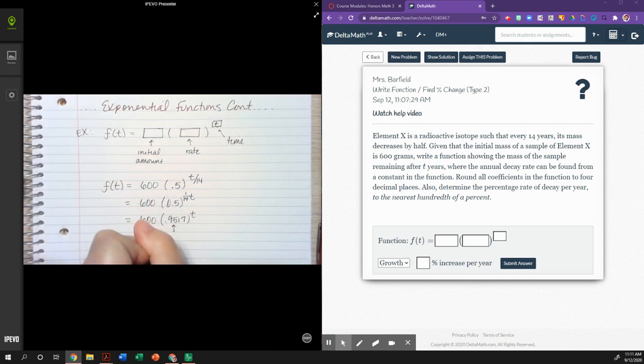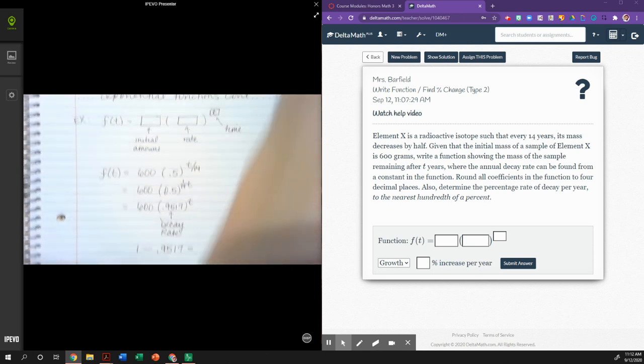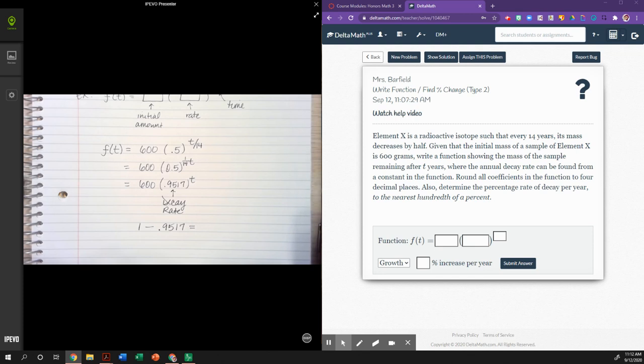Okay, so how do I figure that out? Well, I don't do 0.9517 minus 1 because I'll get a negative number. So I do 1 minus 0.9517 because it's decay. All right, so 1 minus 0.9517 gives me 0.0483, which as a percent is 4.83%.